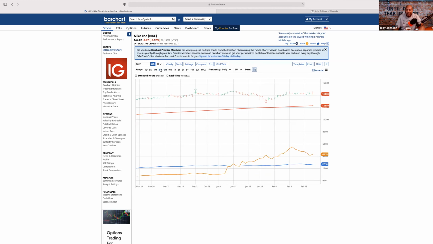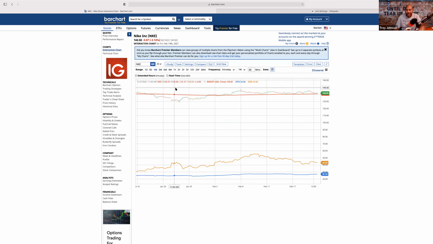So if Nike is trading sideways right now in the last 1 month, it's below its 20-day. Is this a good time to buy? Below its 200-day. Is this a good time to buy? I mean, if it's below the 200, yeah. Great time. But right now it's right at it. It's right at its 200-day. This could be a great buying opportunity.